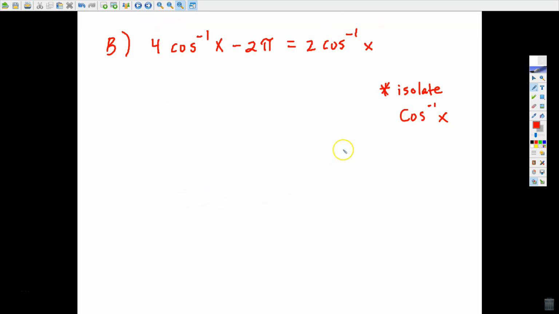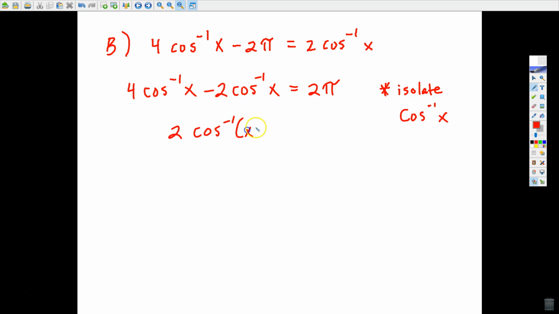And let's do one more of those. We need to isolate, this time, inverse cosine x, and so we need to gather those onto the same side. So that looks like this. I'm going to subtract 2 inverse cosine x, and then I'm going to add 2 pi since it does not have inverse cosine as part of it. I put my like terms on the same side. And then I can combine these like terms. 4 minus 2 is 2. Inverse cosine x is 2 pi.